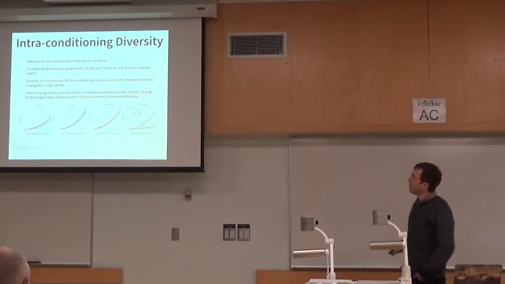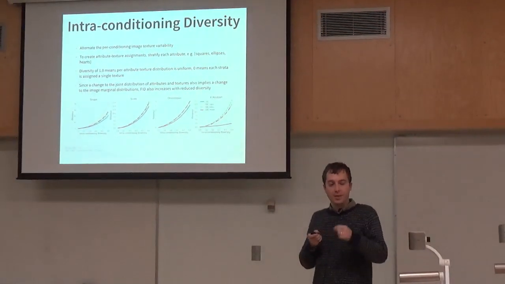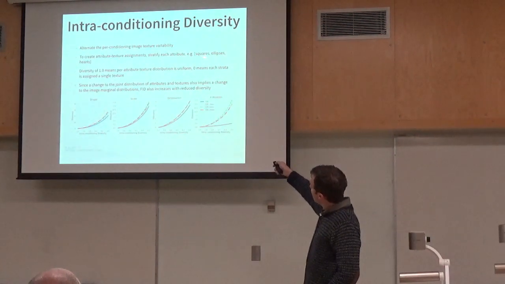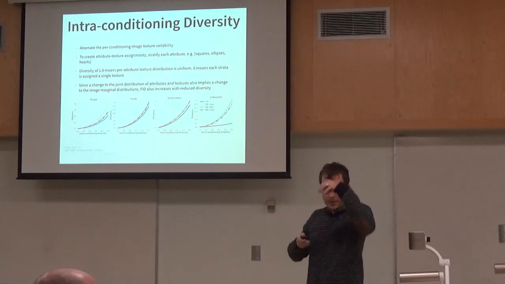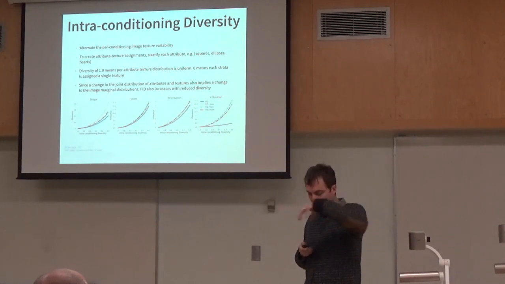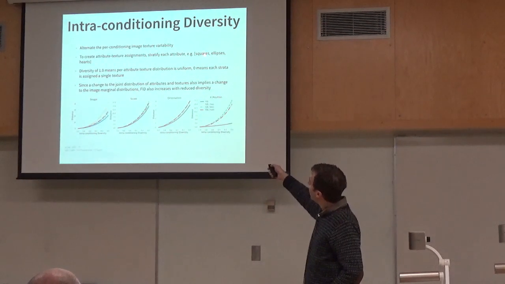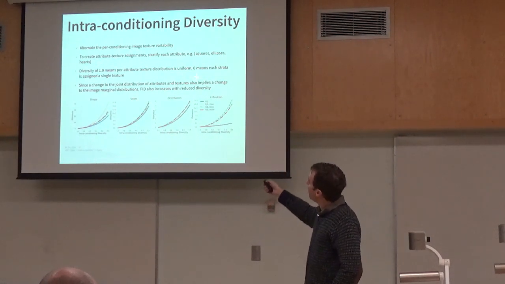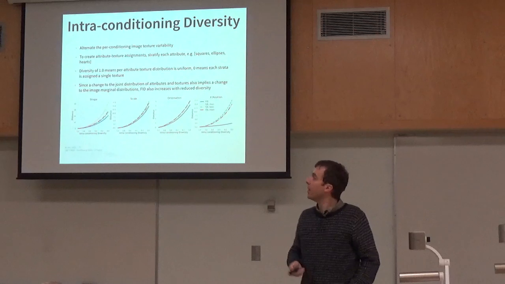And then finally, the other thing that we investigate is inter-conditioning diversity. What we do in this case is we stratify the attributes. So for example, we would take squares, ellipses, and hearts. We took the shape attribute, and we would assign textures specifically to that stratification. A diversity score of 1 means that we would have a uniform distribution of textures over that stratification. So those squares, ellipses, and hearts would roughly get the same textures, all of them. A diversity score of 0 means that each of those strata has only a single texture assigned to it.